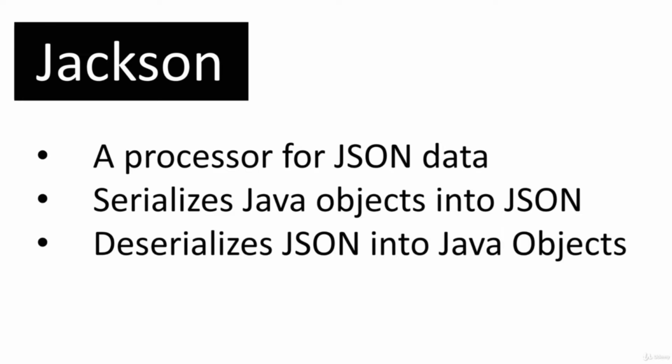In this quick start course, you will learn the basics of what JSON is, how it works, and how you can use JSON to serialize and deserialize data. So what is JSON? JSON is a processor for JSON data. It serializes Java objects into JSON and deserializes JSON into Java objects. JSON can also serialize and deserialize XML data, but we will be working exclusively with JSON in this course.